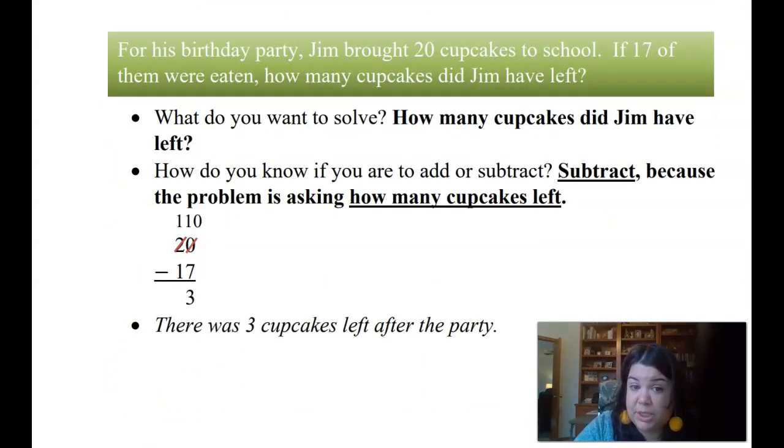All right, how about this one? For his birthday party, Jim brought 20 cupcakes to school. If 17 of them were eaten, how many cupcakes did he have left? Well, it doesn't say total on this one, so we need to think. So, change back to my favorite color. How many cupcakes did Jim have left? Have left is our little key here. So when we hear have left, that is our clue. That is subtraction, because the problem's asking how many is left over. So we have to know after we've eaten them, what are we going to take home?